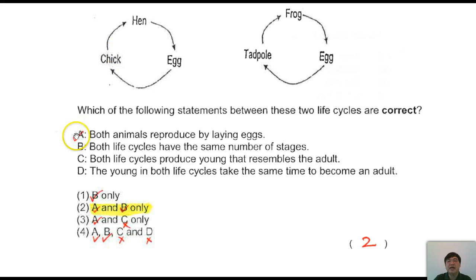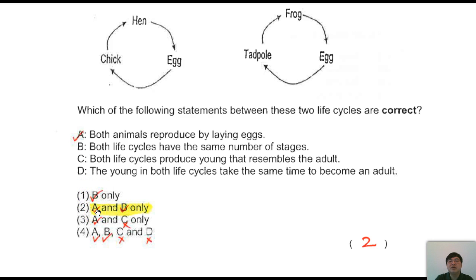It means whenever you see A, the answer is correct. But when you say B only, it is not correct. So when you say A, your answer must have A. A is very correct. It means either 2, 3, or 4. Let's take a look at B. Both life cycles have the same number of stages. True. So if you say B only, 1 is not correct because you must have an A. So number 1 is not the answer.